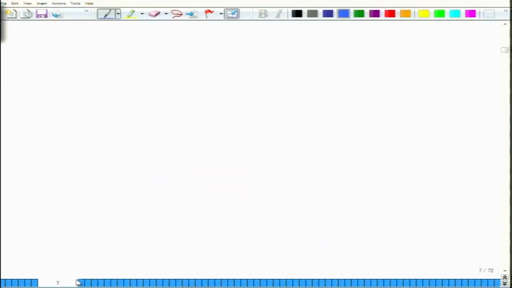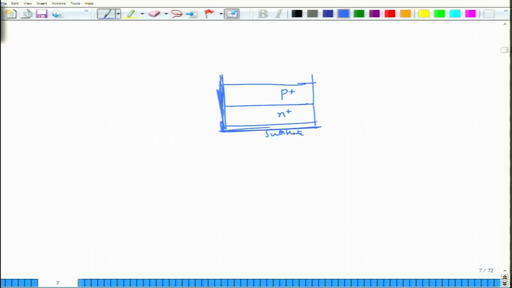But that is not how a device would look. A device would look something like this. So, you have a reasonably doped P plus region, and then there is an N plus region. There might be some substrate as well, and these regions are actually metallized here. So, there is a metal sitting down here, so that you can actually make contact. So, you will have contact regions here, so that you can apply the appropriate bias voltage.